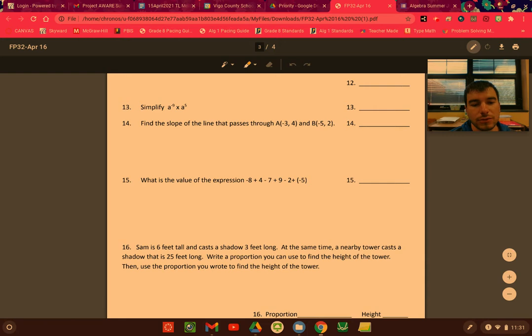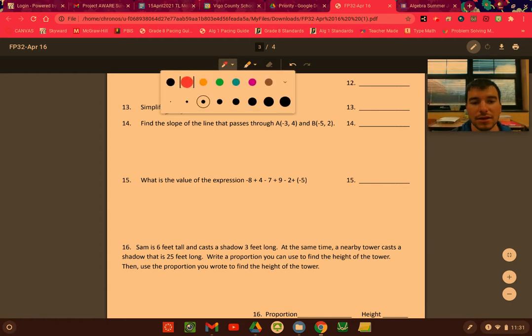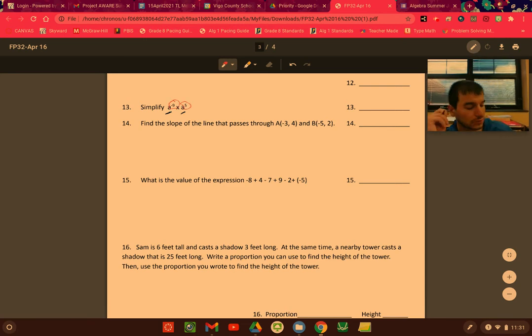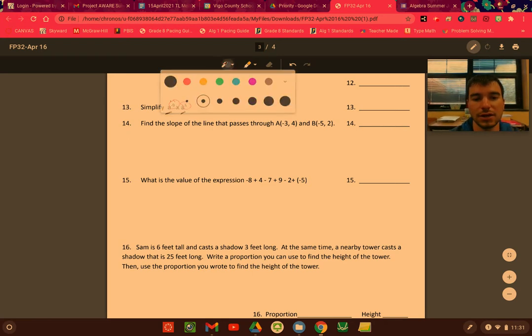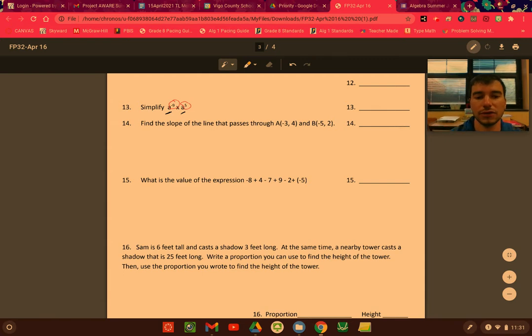It is just simplify a to the negative ninth times a to the fifth. So when we do this, remember, first off, since we have the same bases, we'll be able to do this rule. Both of the bases are a, and since we're multiplying these together, remember we can now add our exponents. We can add our exponents now because we are multiplying by the same base. So nice and easy. Negative 9 plus 5 will give us a to the negative fourth.